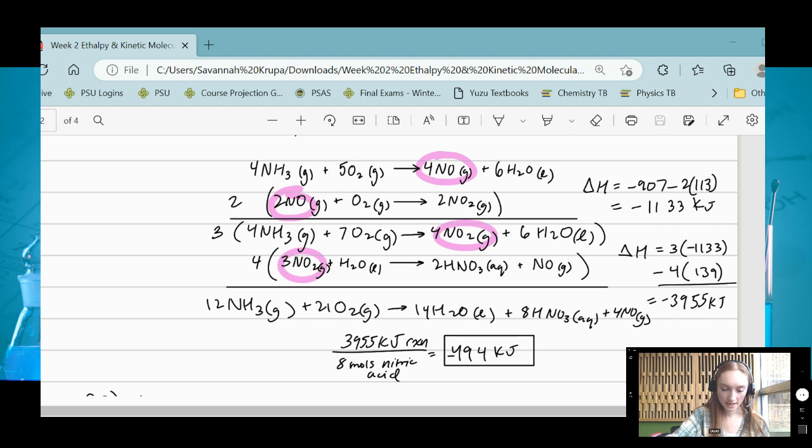So let's get rid of that. And then that will go to the 6H2O that we still have and we didn't do anything to, and then we'll have 4NO2.